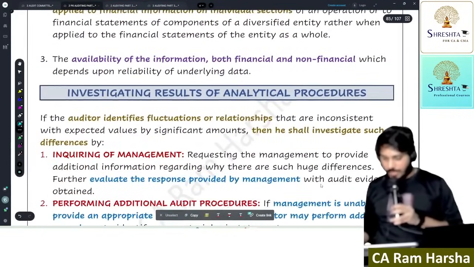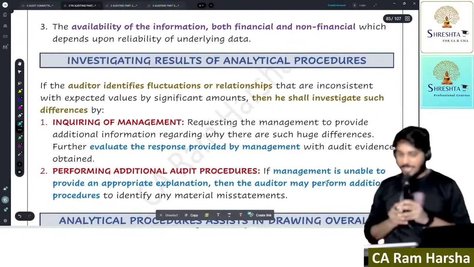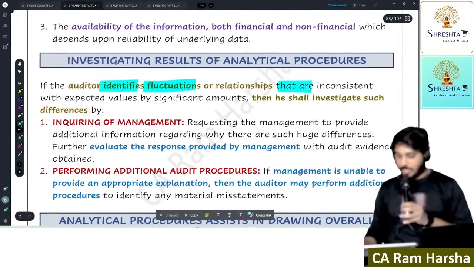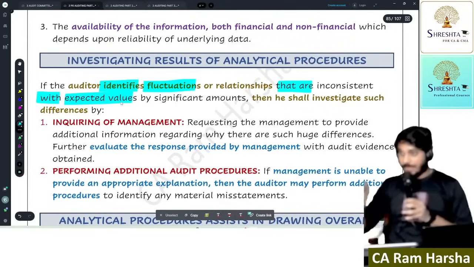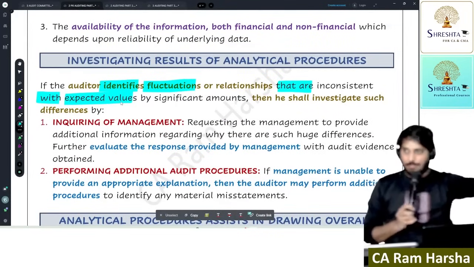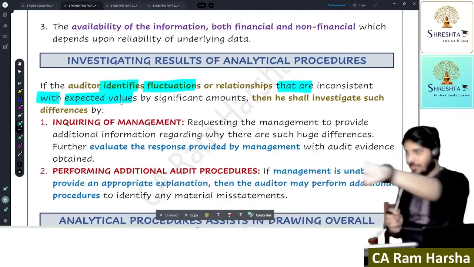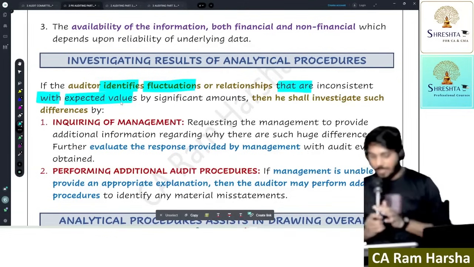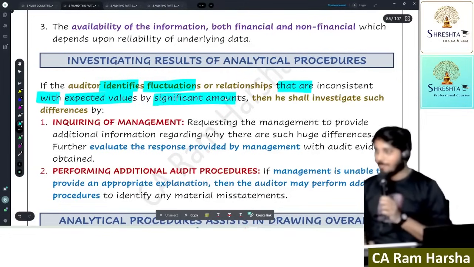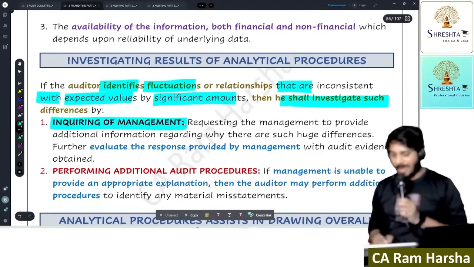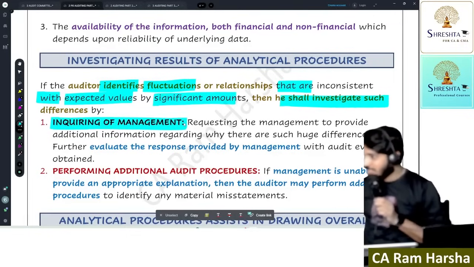We have a question on that. Investigating analytical procedure: if the auditor identifies fluctuations that are inconsistent with expected value, I expected totally 15 crore. The company showed only 12 crore. 3 crore is the difference. Expected value, there is a difference of how much? 3 crore, a significant amount. Then the auditor shall investigate by inquiring of management. I inquired of management in our example.